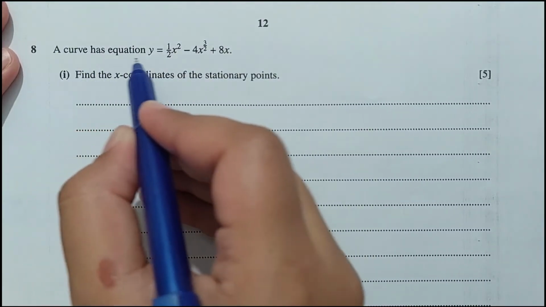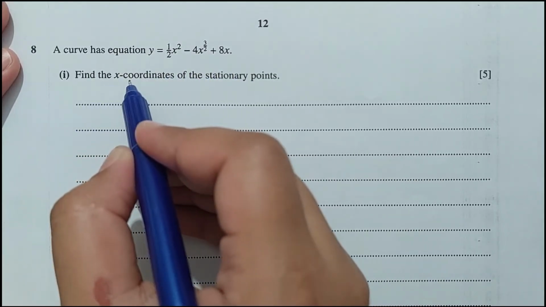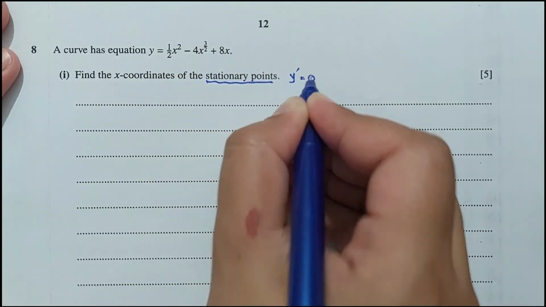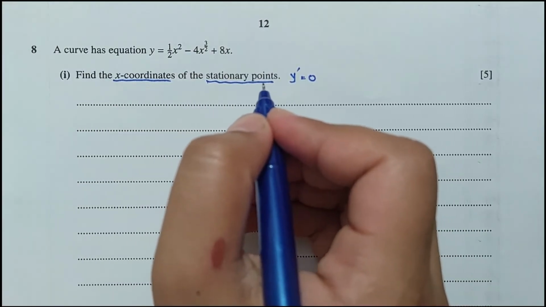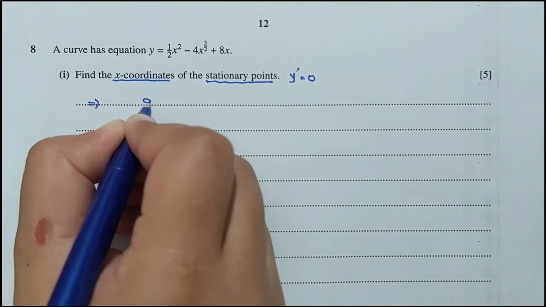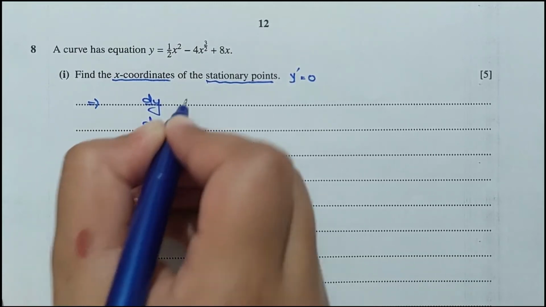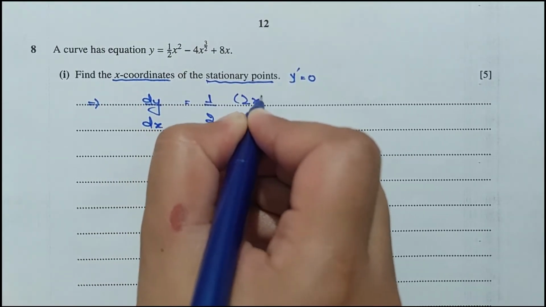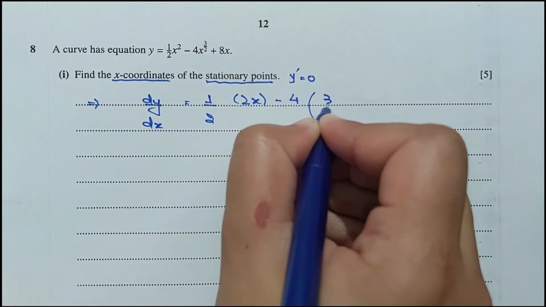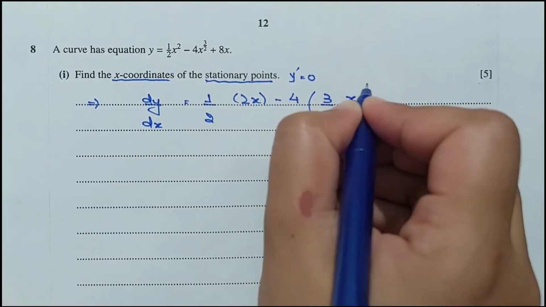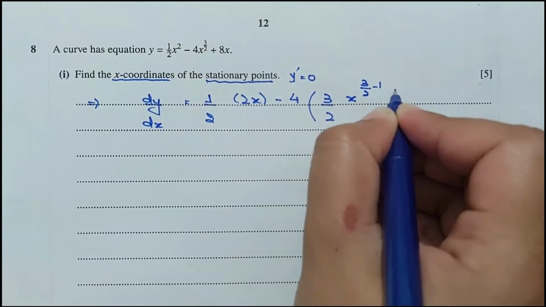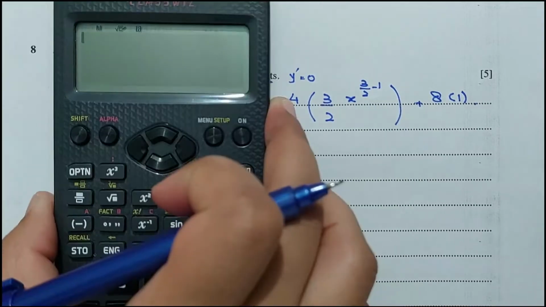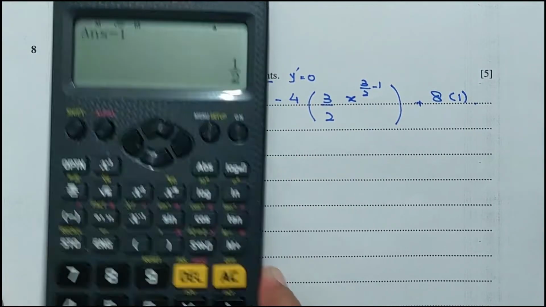Question number 8. A curve has equation y equals this. Number 1, find the x coordinate of the stationary point. Stationary point means we have to put y prime equal to 0 and solve for the x coordinate, right? So first we have to calculate y prime, dy over dx. We have y, we have to find the derivative. So 1 by 2 is as it is, derivative of x squared is 2x. Minus 4 is as it is, its derivative is: first write down the power, the base function, power minus 1, so 3 by 2 minus 1, and plus 8 is as it is, derivative of x is 1.